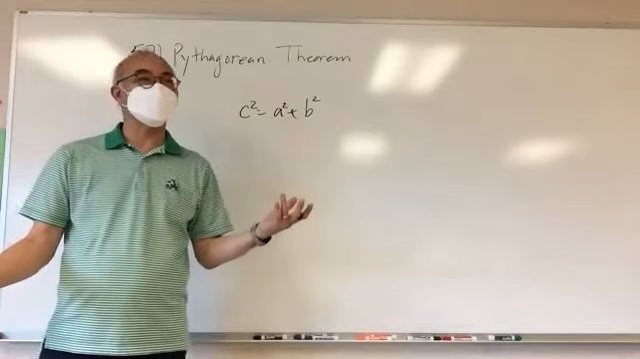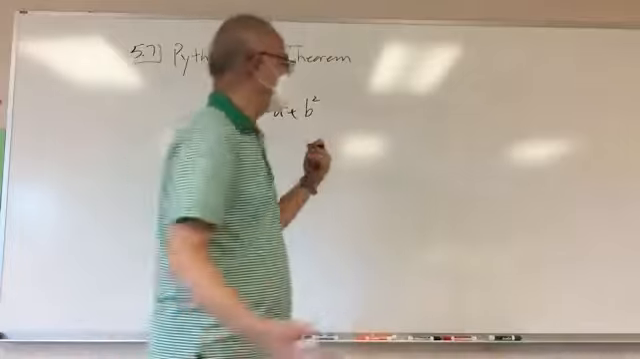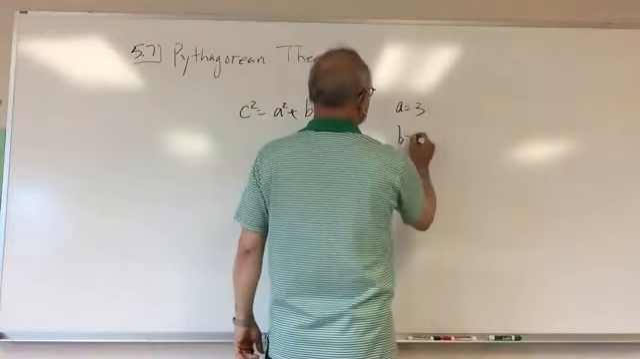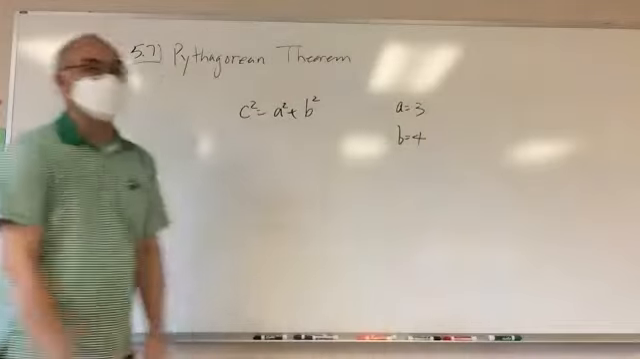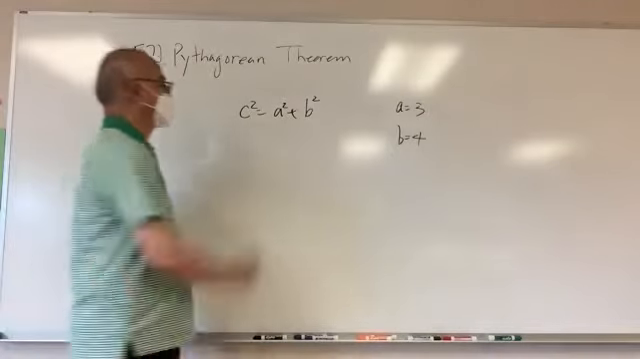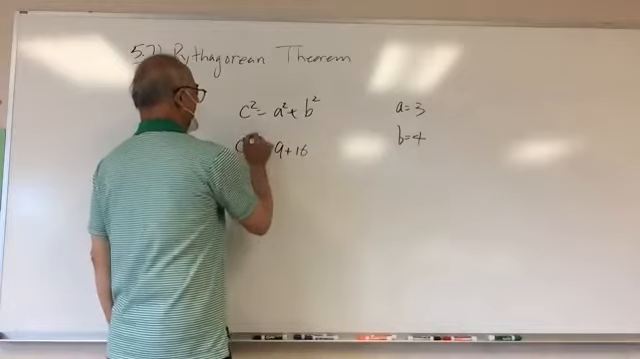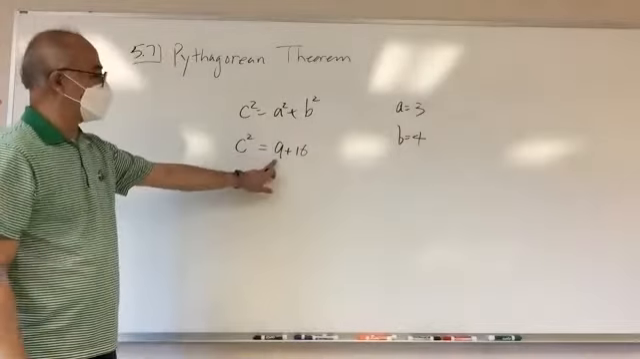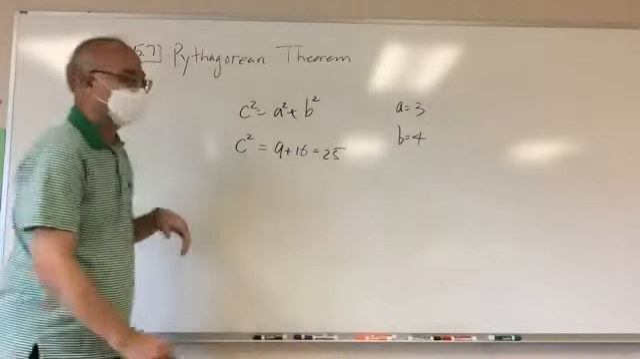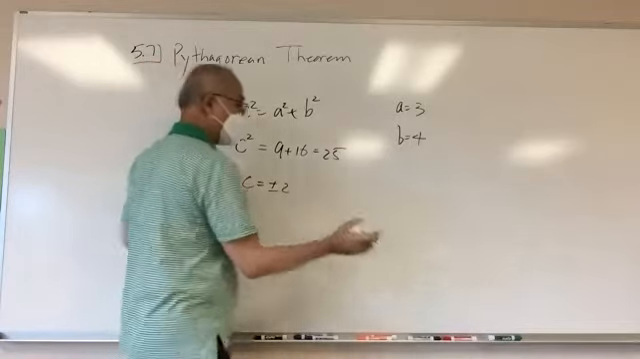You guys didn't do this in algebra? You guys did this in algebra, right? What if a is equal to 3, b is equal to 4? Does this work? What is c? 5. Right? 9 plus 16. C squared, a squared, b squared, 25. In algebra, you were taught this is plus or minus 5.